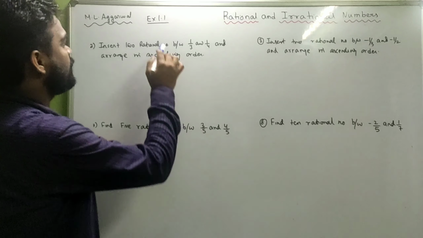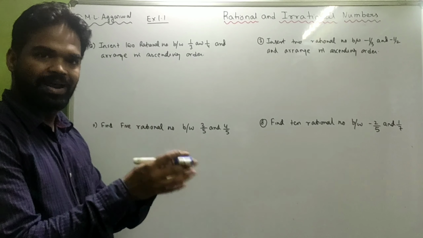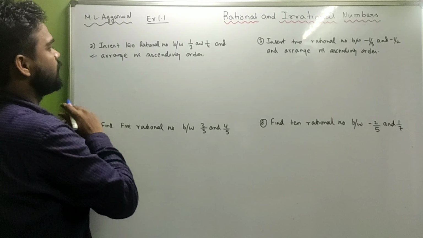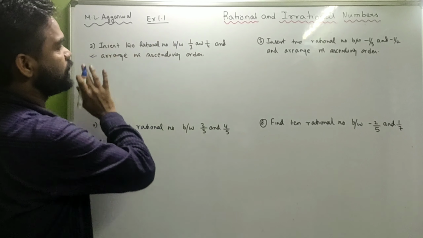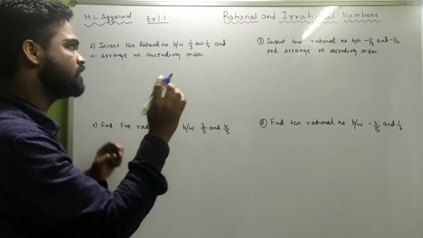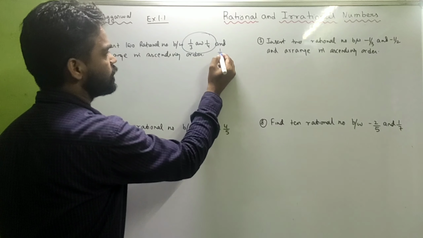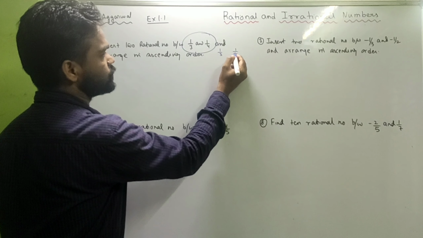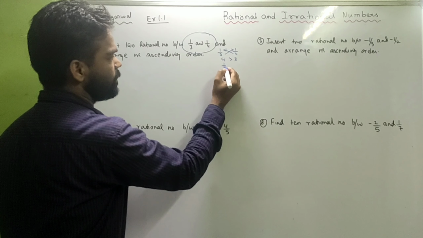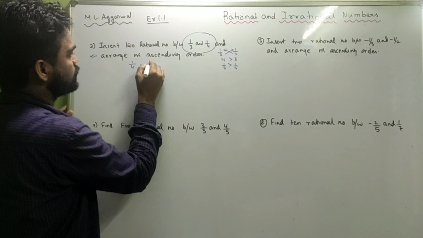Now look at exercise 1.1 from Aggarwal, which is totally based on inserting rational numbers between 2 given rational numbers. Okay, first see number 2. Insert 2 rational numbers between 1/3 and 1/4 and arrange in ascending order. First of all, check which is the bigger number and which is the smaller number. We know how to check 1/3 and 1/4. So this comes 4 and 3. So 4 is greater than 3, which means 1/3 is greater than 1/4, which means 1/4 and 1/3.